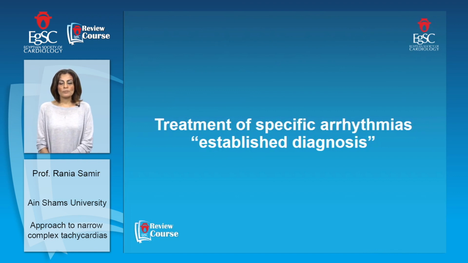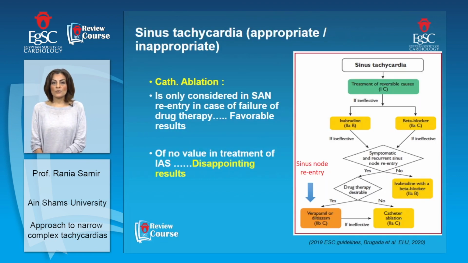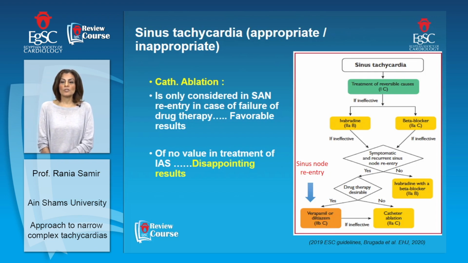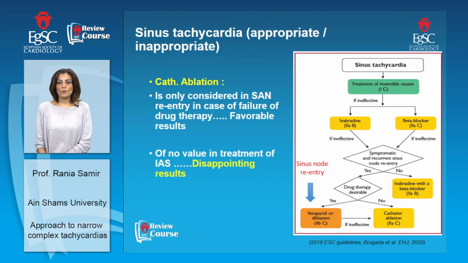Then we'll move to treatment of specific arrhythmias. If you reach a diagnosis depending on the ECG of the documented tachycardia, you can treat that specific tachycardia accordingly. We'll start with sinus tachycardia, whether it's appropriate or inappropriate. If the sinus tachycardia is appropriate, you start by treating the underlying cause. If it's fever, you treat the fever. If it's anemia, you treat the anemia. But if it's inappropriate sinus tachycardia, you start with drugs.